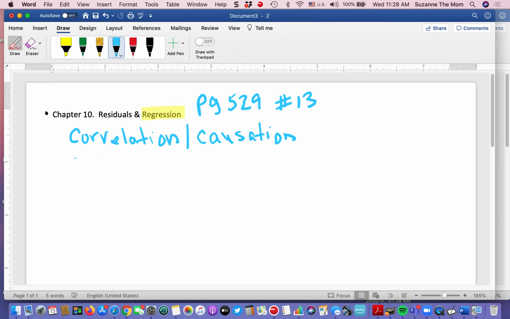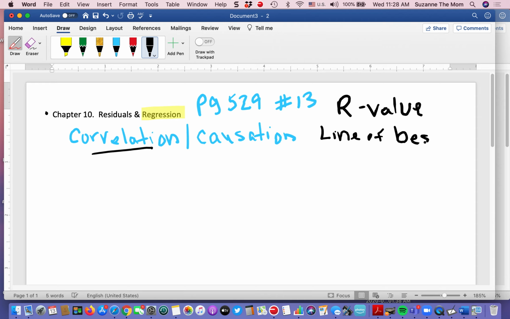A few things we have to remember that we talked about back then. We're looking for an R value. The R value is going to tell us how much correlation there is in a line of best fit. So we're trying to find a line of best fit. Finding the line of best fit by hand is what we use those residuals for. I'm not going to make you do that. We're going to do it completely on the calculator.